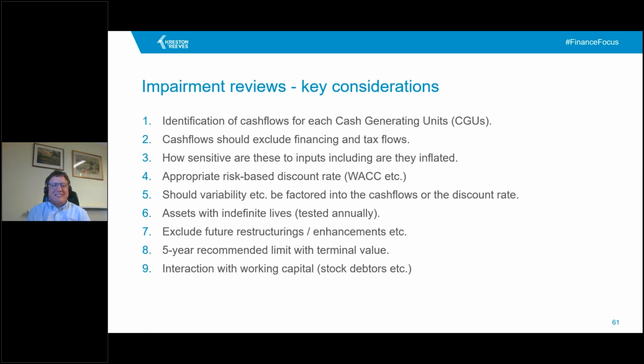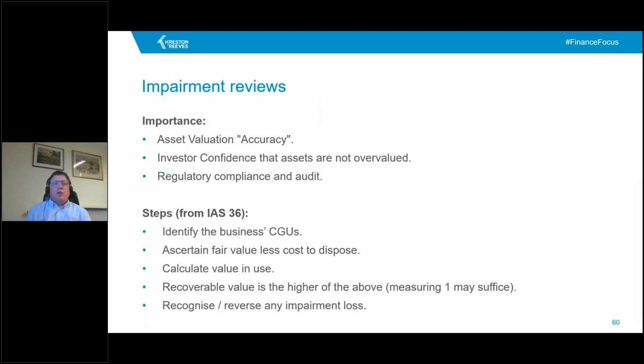Previous slide now. The first step is we must identify the business's CGUs. These are the cash generating units. Next, we ascertain the fair value and the value in use of each CGU. From these, we can calculate the recoverable value, which is the higher of the above. And hence, if measuring only one suffices, we don't need to measure both. And finally, we recognize or reverse any impairment loss. And now on to my next slide.